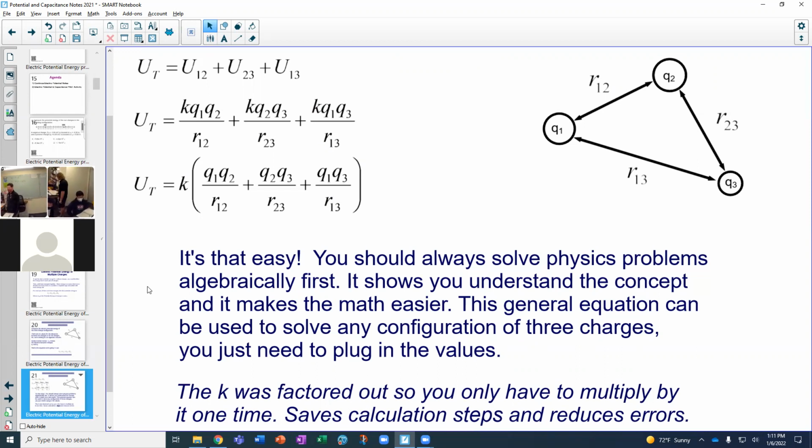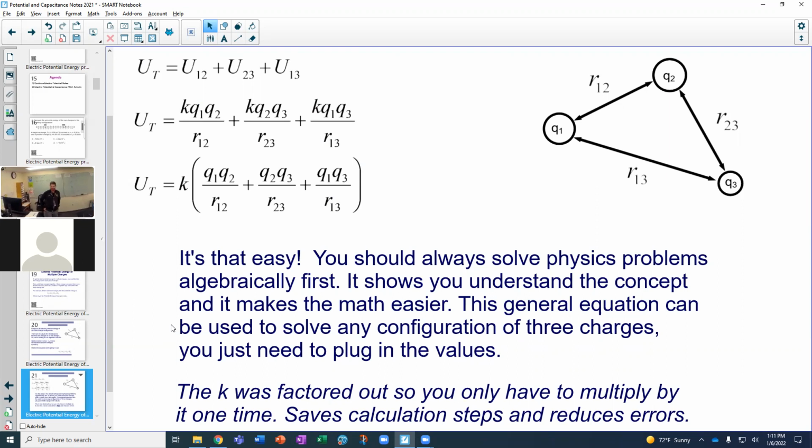I love how they conclude the slide. It's that easy. You should always solve physics problems algebraically first. It shows you understand the concepts and makes the math easier. I don't know that I always agree with that. It is what College Board always suggests, though. College Board does always suggest solve it algebraically first. I feel like it depends on the question.